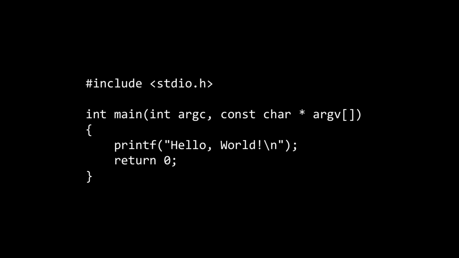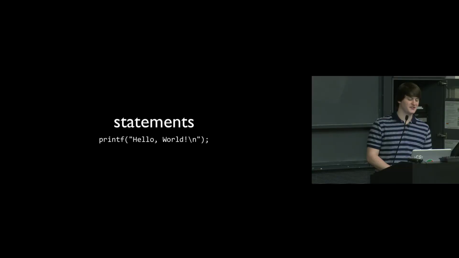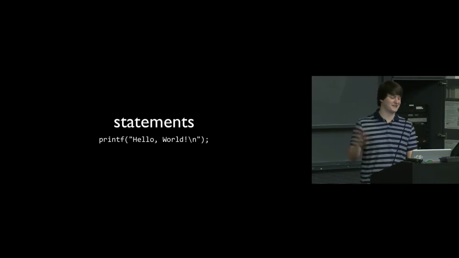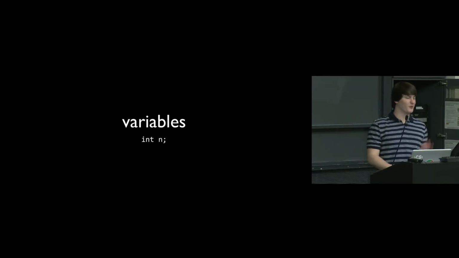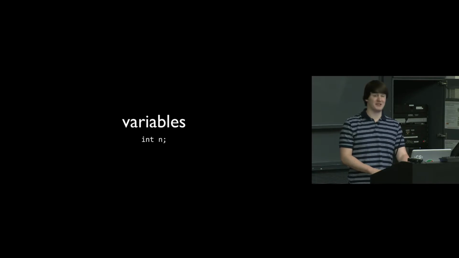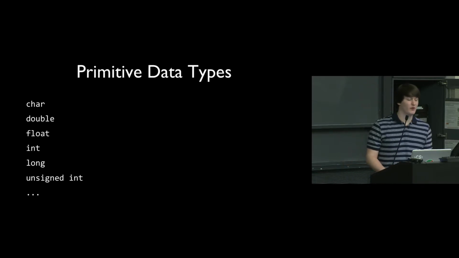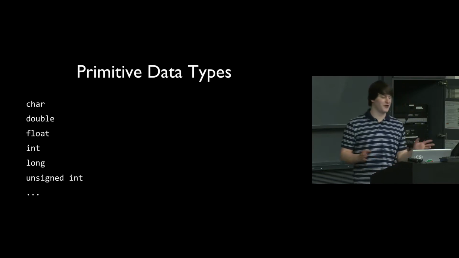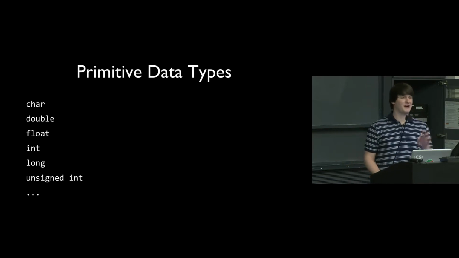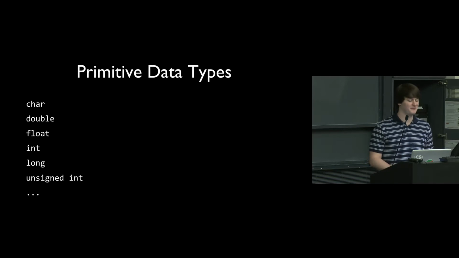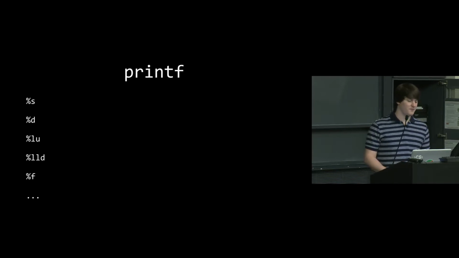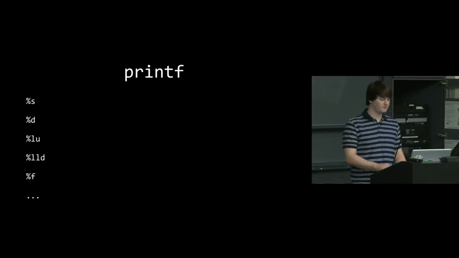We'll see that once we get to Objective-C, we're not going to really be using printf anymore, but it's a pretty standard program. So statements, that is a statement. Variables, you just declare them int n, or you could say int n equals 0. That's going to be the same when we get to Objective-C. We have all of our regular primitive data types, char, double, float, int, long, and then the modifiers like unsigned int and unsigned double, and printf.